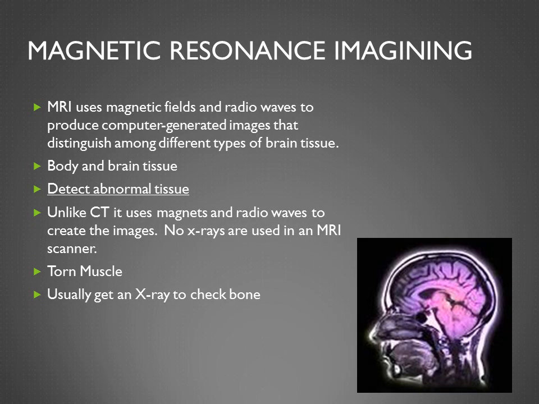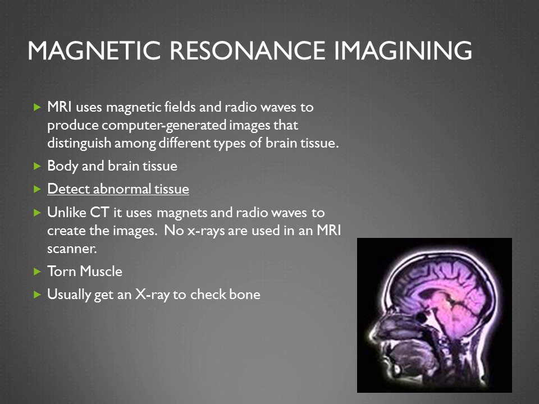An MRI, magnetic resonance imaging. MRIs use magnetic fields and radio waves to produce computer-generated images that distinguish among different types of brain tissues. So an MRI is mostly used to detect what's going on with the brain tissues in your brain. MRIs are also used for different body structures. You may have had an MRI done if you tore something in your knee and they wanted to examine the muscle or the tissue that's there. It helps detect abnormal tissue or tears.